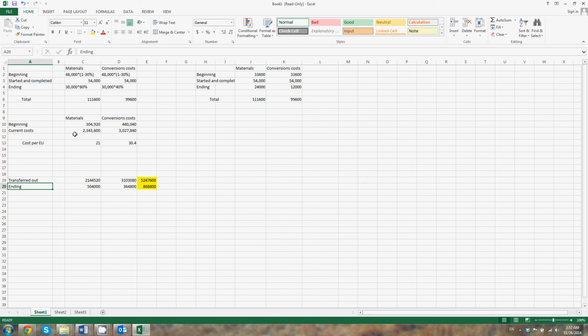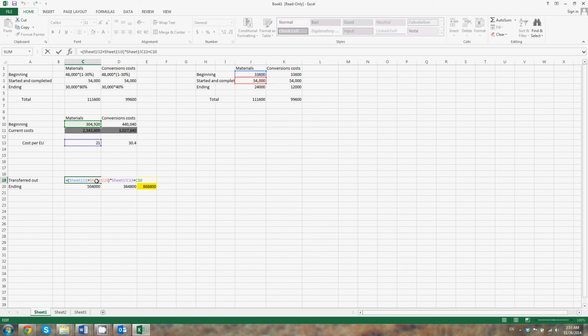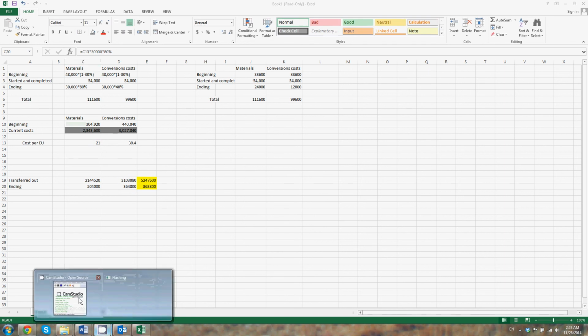Always remember, when you calculate the cost per equivalent units, we only use the current cost. We do not sum up these two numbers. We take into account the beginning when we finally calculate the transfer out. And this is all.